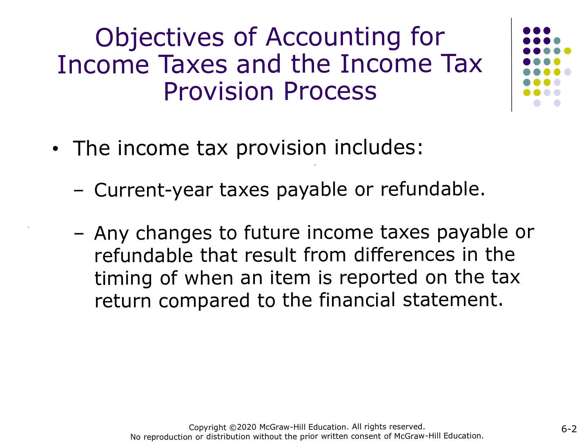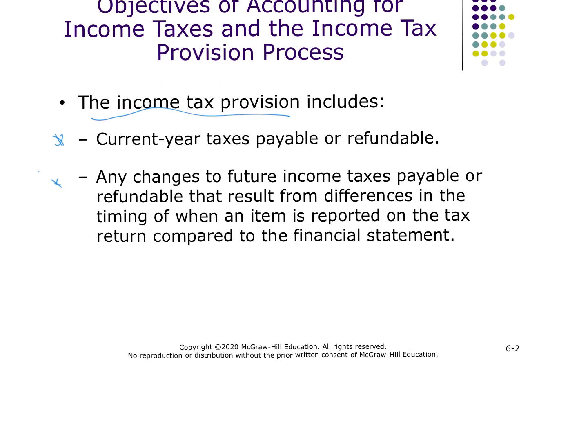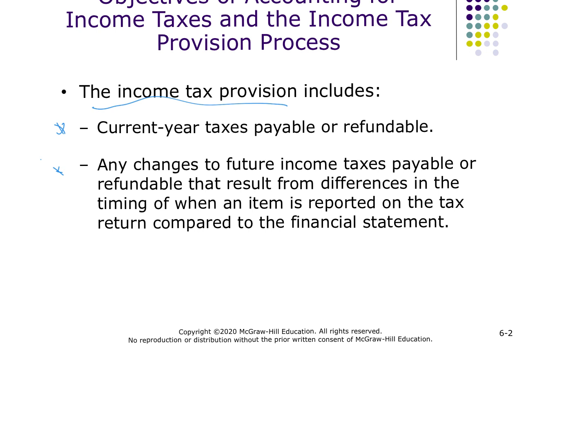Is the income tax provision. Okay. And so the income tax provision contains two pieces. You've got the current piece, and then you've got this future piece. Okay. And this future piece is typically what gives folks the most trouble.